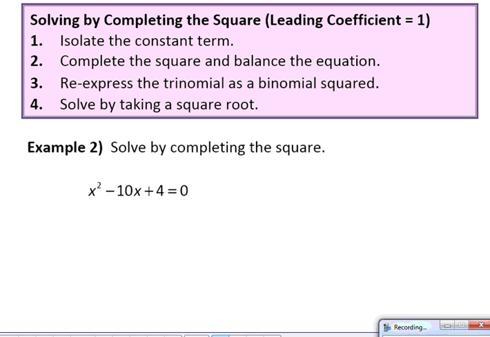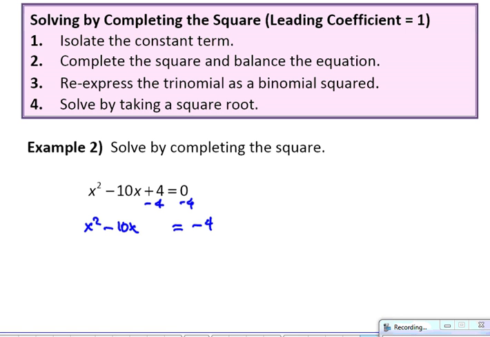So now we're ready to solve by completing the square, and you can see our steps up here. We're going to start off by isolating the constant term. So I'll do this down here. Isolate the constant term. So I want to move my 4 to the other side, so I'll subtract 4 and come up with x squared minus 10x is equal to -4.